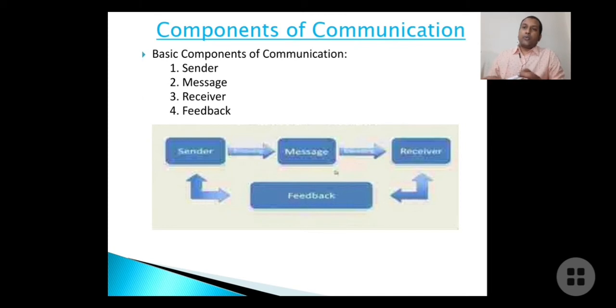Go for the next, components of communication. What are the components of communication? There are four components. Number one, sender; two, message; three, receiver; and number four is feedback. We see in the figure the sender sending the message, and the message will reach the receiver, and the receiver will understand the message and give feedback. Whether the message is positive or negative, the response will be as per the message sent to the receiver.